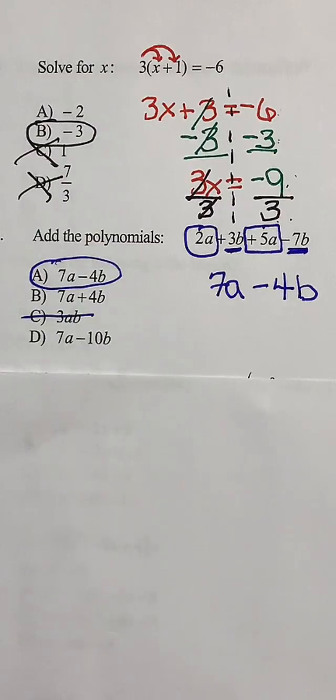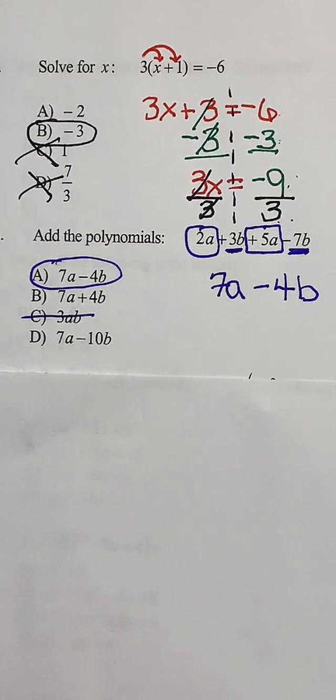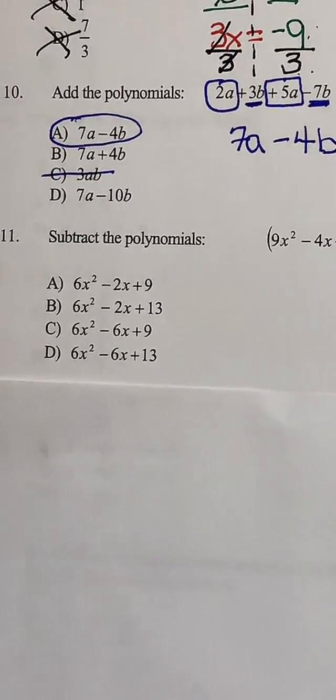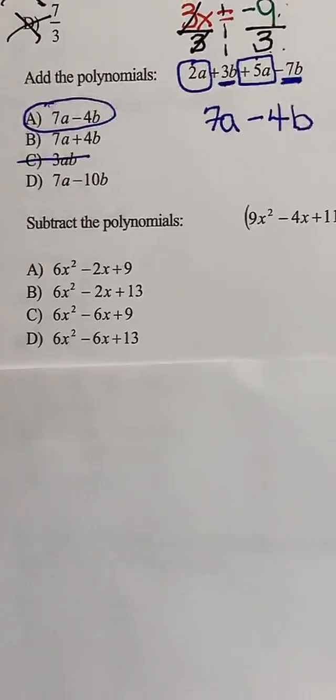You cannot combine the 7 and the 4 because the 7 has an A and the 4 has a B. Two different worlds. Okay? Two different worlds. They can get close together. They just can't reproduce. Okay? All right. Makes sense?